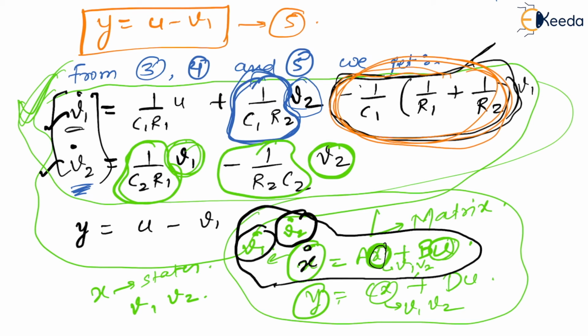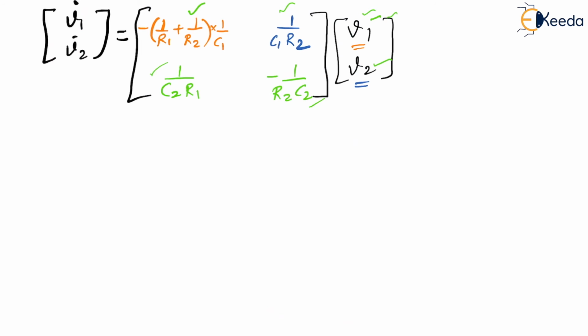Now let us think of the output equation y. The output equation y is u minus v1. So if you think of the output equation y, right?